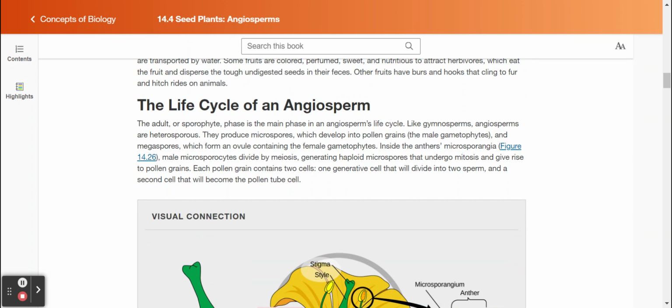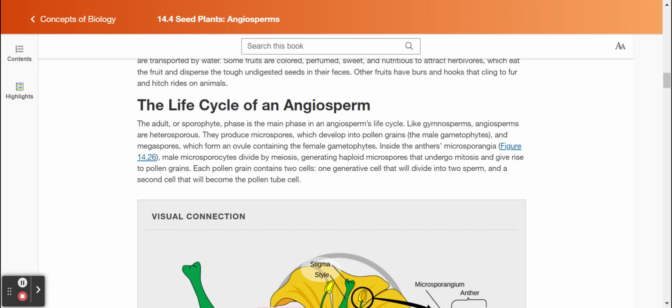The life cycle of an angiosperm. The adult, or sporophyte, phase is the main phase in an angiosperm's life cycle. Like gymnosperms, angiosperms are heterosporous. They produce microspores, which develop into pollen grains, the male gametophytes, and megaspores, which form an ovule containing the female gametophytes.